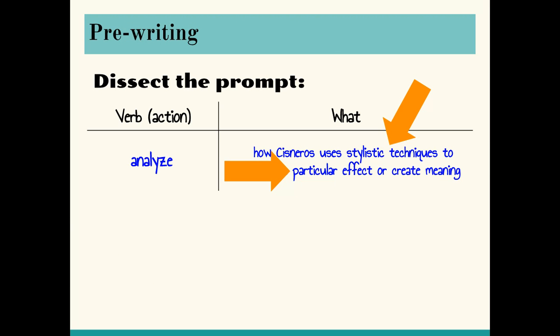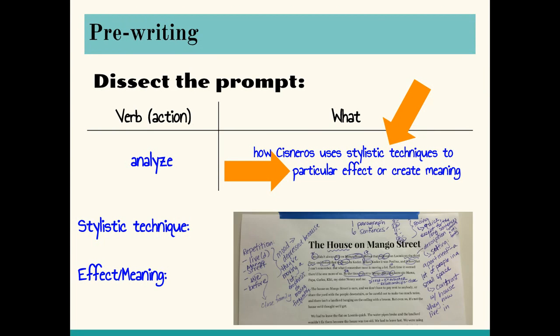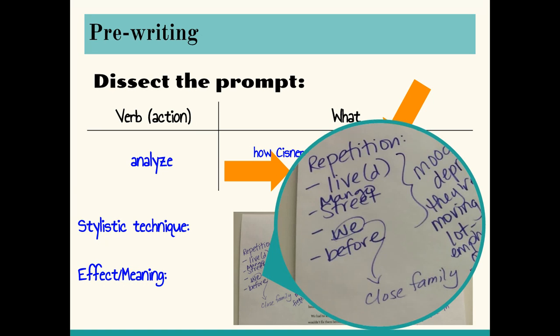Now that I've dissected my prompt, I need to come up with some actual ideas about what I'm going to write about. I know, because this is what the prompt says, that I need to identify a stylistic technique, and I need to identify the effect or the meaning that that technique creates. For this particular prompt, we've already done a lot of this work because this is what we did when we annotated on our posters. I decide that I'm going to focus on this first paragraph in the first chapter. Specifically, I'm going to focus on the repetition of the word we. That's going to be the stylistic technique that I write about.